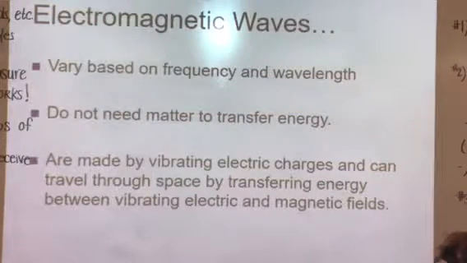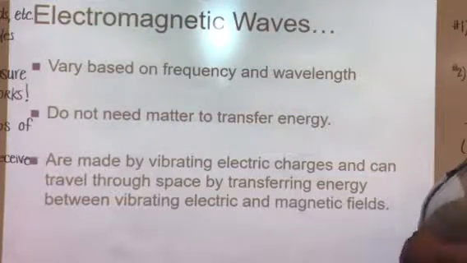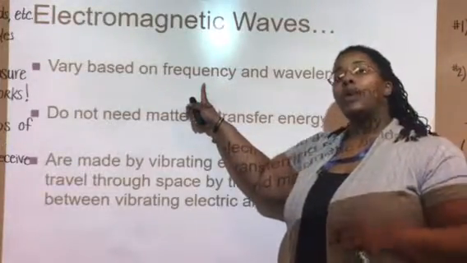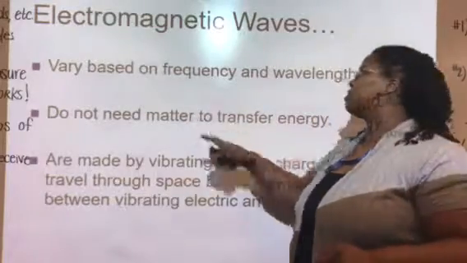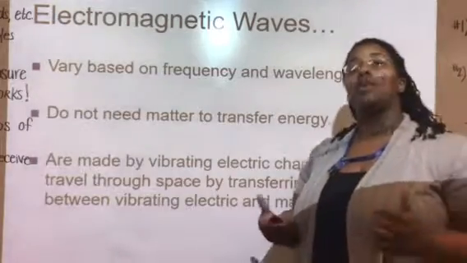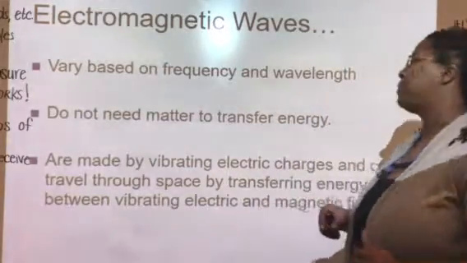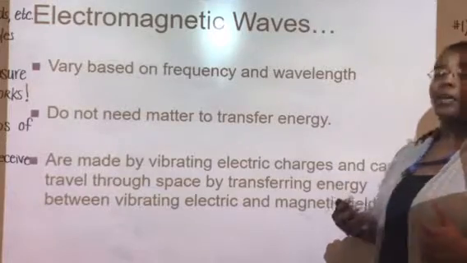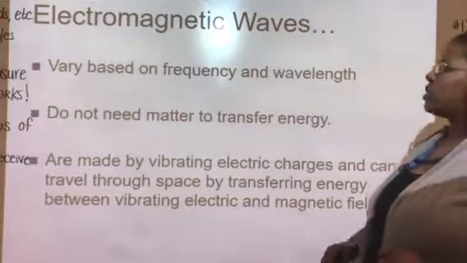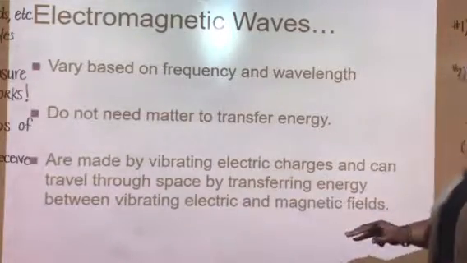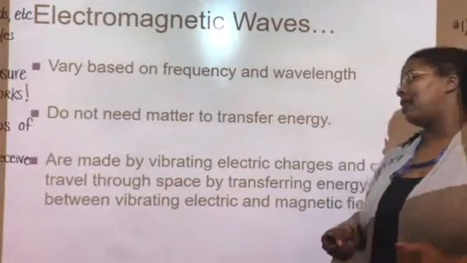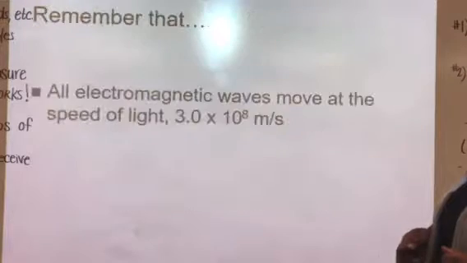Now, your electromagnetic waves are going to vary based on frequency and wavelength. Don't forget that frequency is represented by a lowercase f, and it's measured in hertz. Wavelength is measured in meters and represented by the variable lambda, which is your upside down y. These do not require matter in order to be transferred, so no medium is necessary. And of course, most of our waves are going to be created by electric charges that are vibrating. So it's that action that will make the biggest difference for this type of waves.